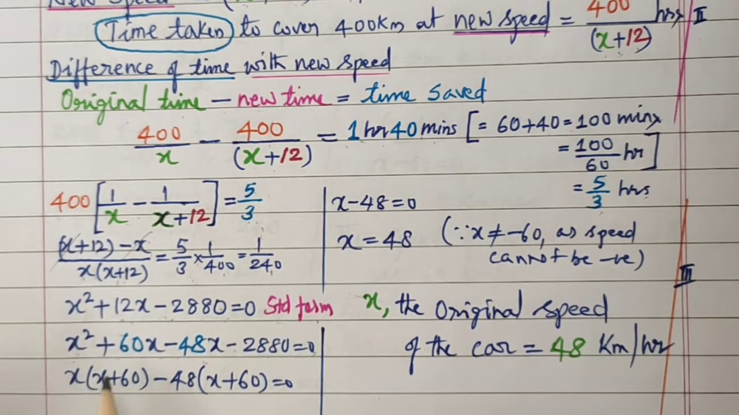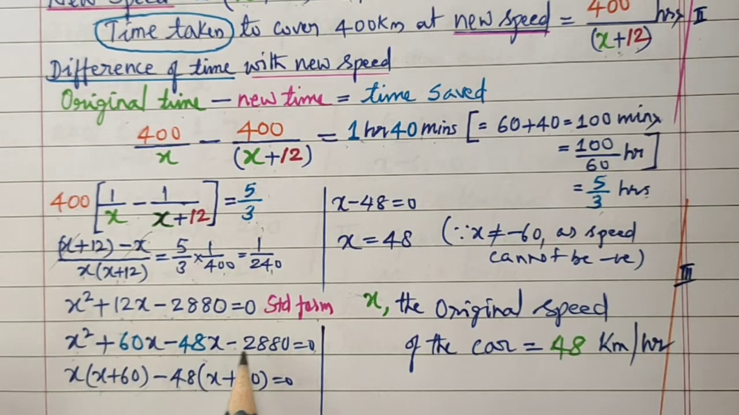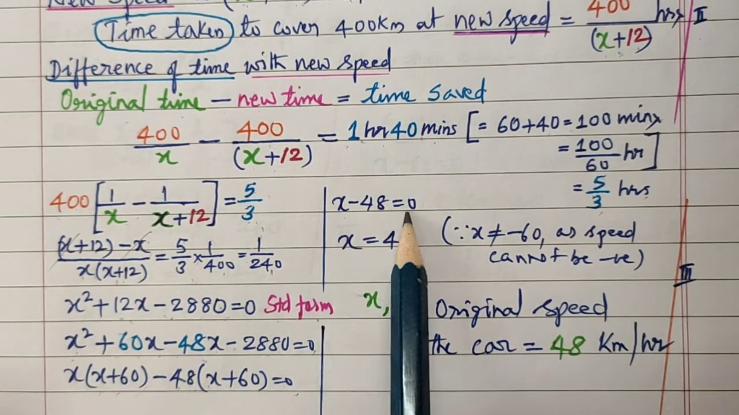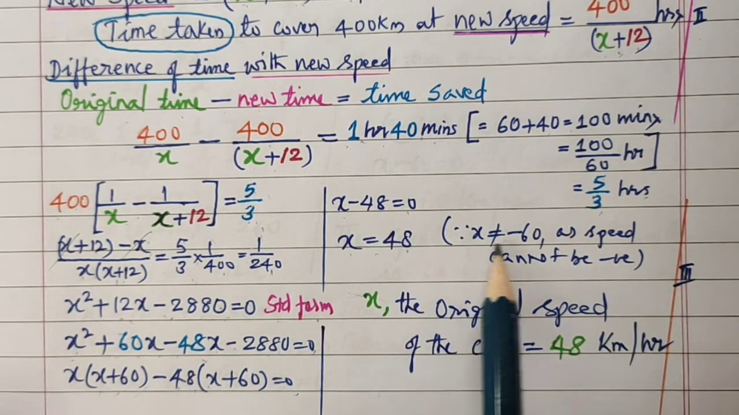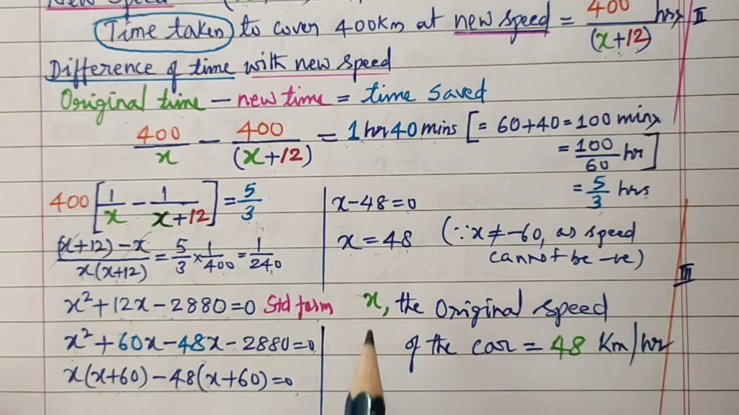Then take out x as common. x into x plus 60 minus 48 into x plus 60 is equal to 0. Then x plus 60 into x minus 48 is equal to 0. Equate, this is equal to 0. x is equal to 48. x cannot be minus 60 as the speed cannot be negative. Then x is equal to 48. x, the original speed of the car, is equal to 48 km per hour.